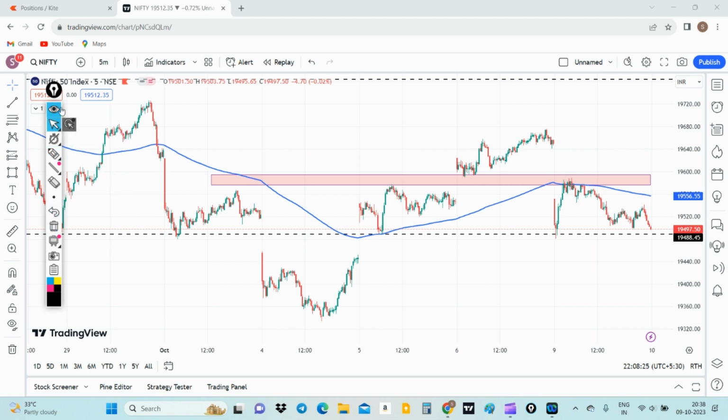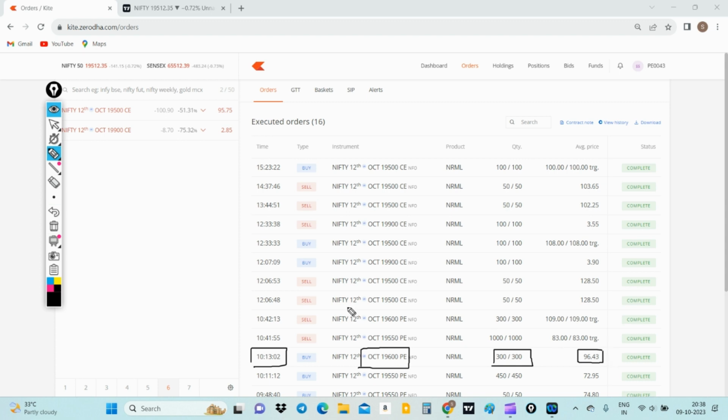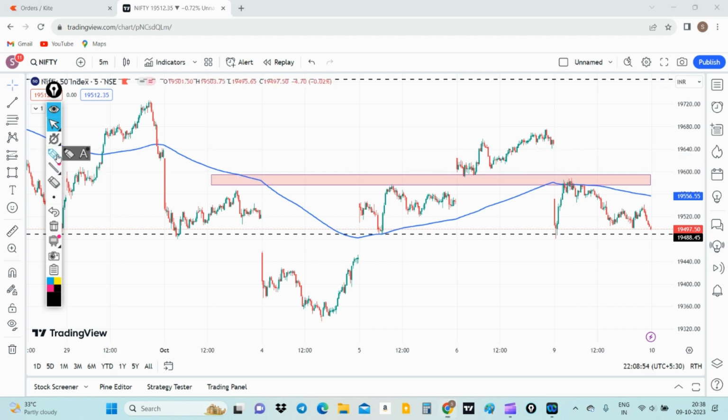Let me take you to the position to tell you the exact timing at which I bought. I entered the 19,600 put of the weekly expiry at exactly 10:13, with around 300 quantities at an average price of 96.43. The logic behind this trade was the resistance here, the price action I had formed, and the 200 moving average where Nifty was taking resistance. There was also a slight consolidation.